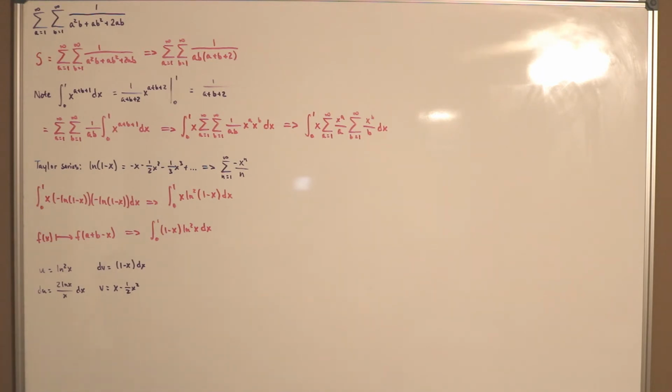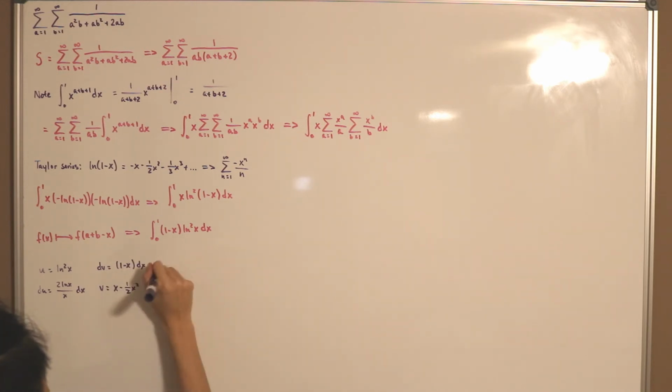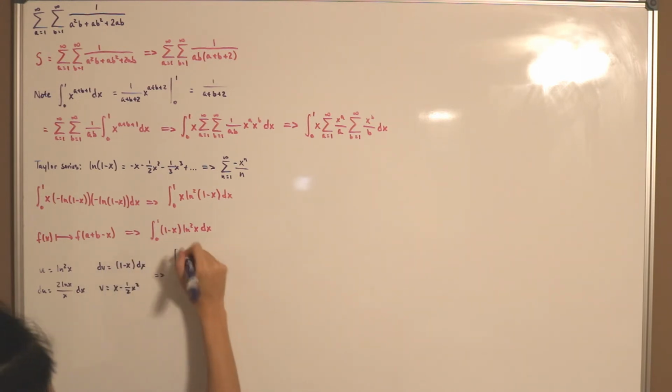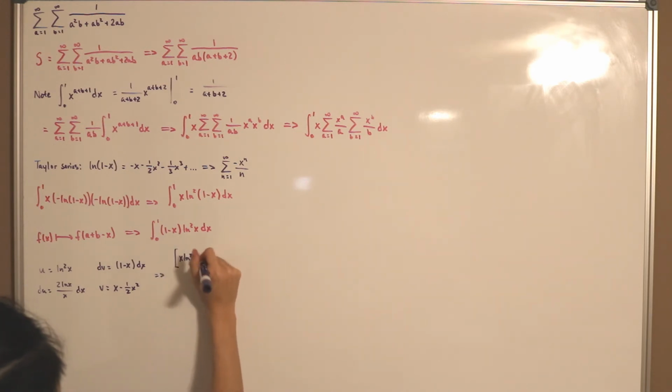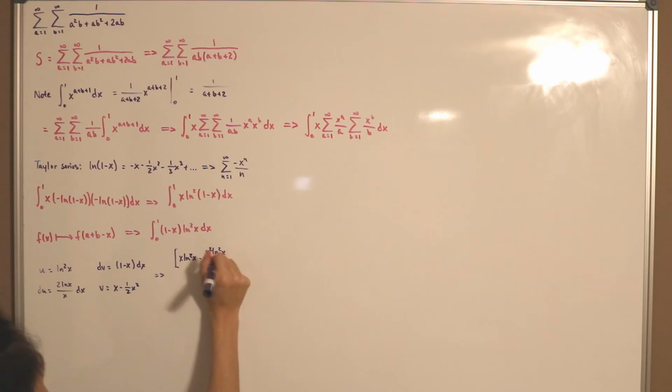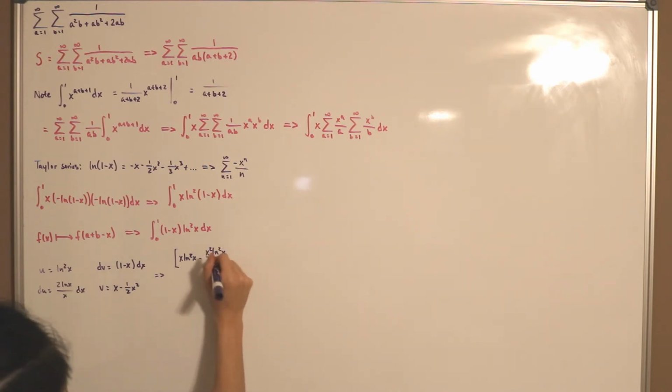Okay, so now we can multiply u times v, then minus the integral of v times du. So that way we have, let's see, x ln squared of x, then minus x squared ln squared of x divided by 2.